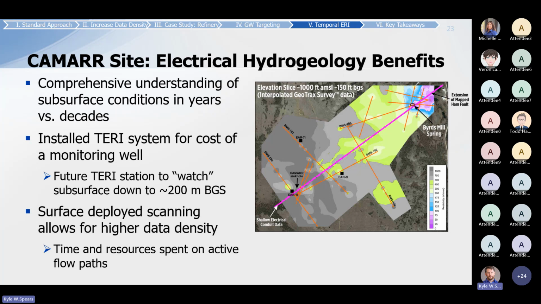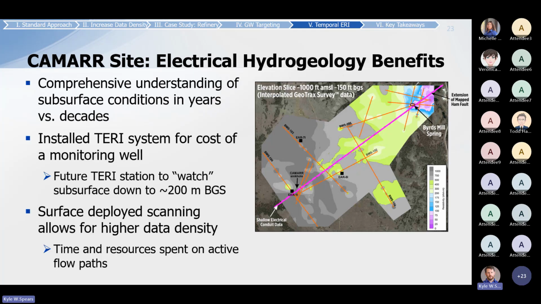And figuring all that out in a matter of years is just very helpful to move these types of things along. It ends up being a lot cheaper at the end of the day too, if you take years of expenses off the rap sheet. So again, that surface deployed scanning really saves a lot of time and money.